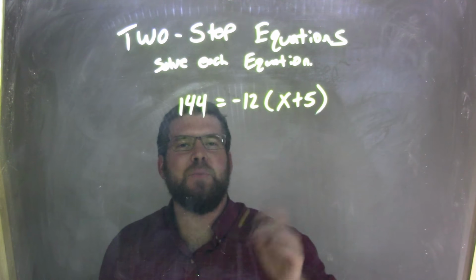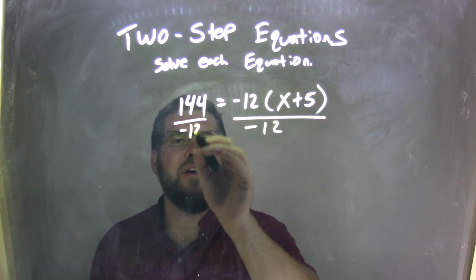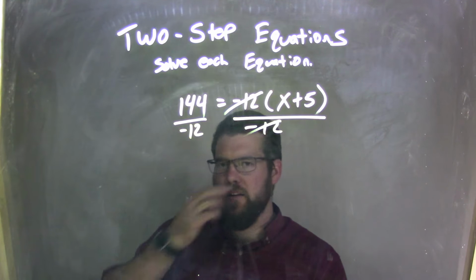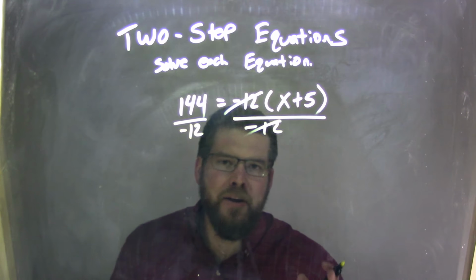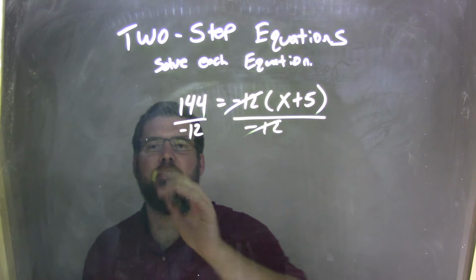So opposite of that multiplication is division. So I'm going to divide by negative 12 first. The negative 12's cancel here. And I have 144 divided by negative 12. Now, off the top of your head, you might know that it's going to be a negative 12. But we'll do our long division here if you need that help.